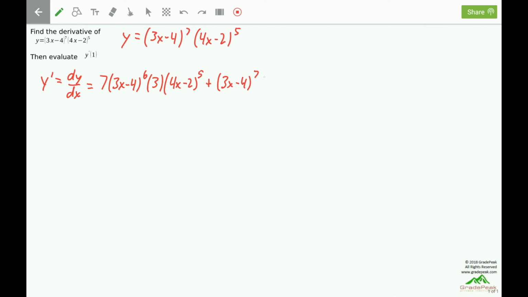and then the derivative of the second. It will be a power rule. Bring down the 5, subtract 1 from the power, and then multiply by the derivative of the inside to complete the chain rule.